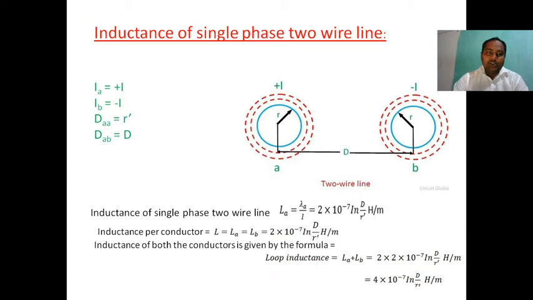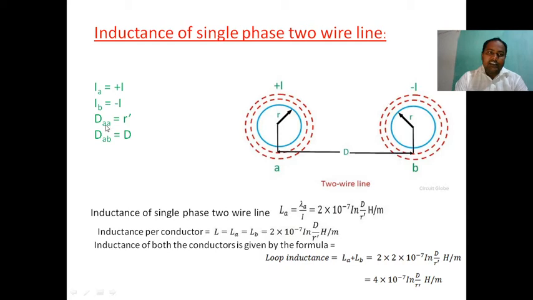So please see the current IA. What is IA? Conductor A carries current IA, which is equal to plus I. Please observe carefully. Conductor B carries current IB, which is minus I.